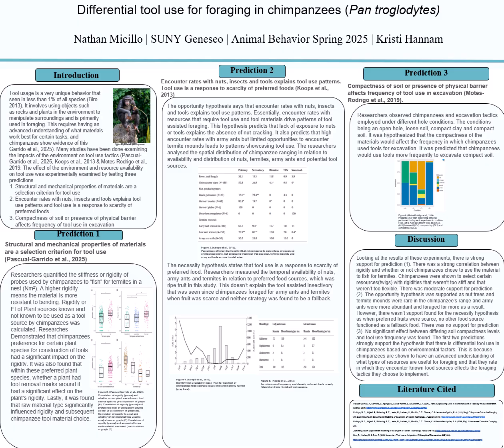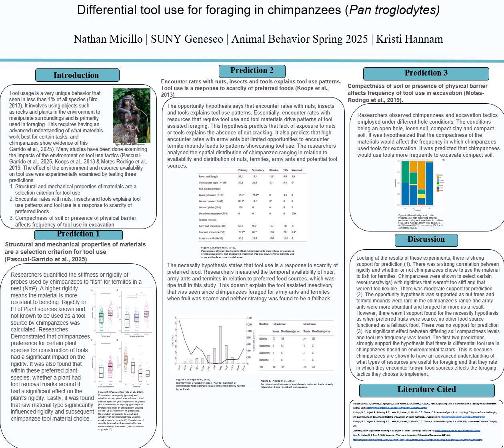Encounter rates with the resources that require tool use and tool materials drive patterns of tool-assisted foraging. This hypothesis predicts that lack of exposure to nuts or tools explains the absence of nut cracking behavior. It also predicts that high encounter rates with army ants, but limited opportunities to encounter termite mounds leads to patterns showcasing tool use. Researchers analyzed the spatial distribution of chimpanzee ranging within a 26-kilometer area, and they compared this to the availability and distribution of nuts, termites, army ants, and potential food sources.